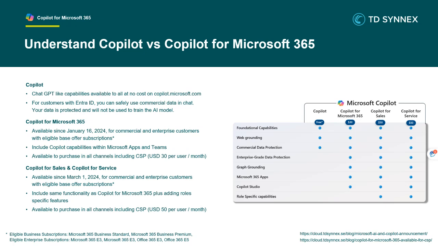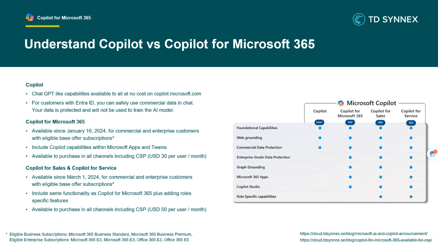We have new SKUs coming in also from March 1st, 2024. It's the Copilot for Sales and Copilot for Service. Maybe more for Dynamics partners, but they include the functionality of Copilot for Microsoft 365 and also add role-specific features in areas like sales and service. They are available now, so if you want to start looking at them, they can already be purchased. For buying those, you need to have some previous eligible SKUs, and they are mentioned down here.